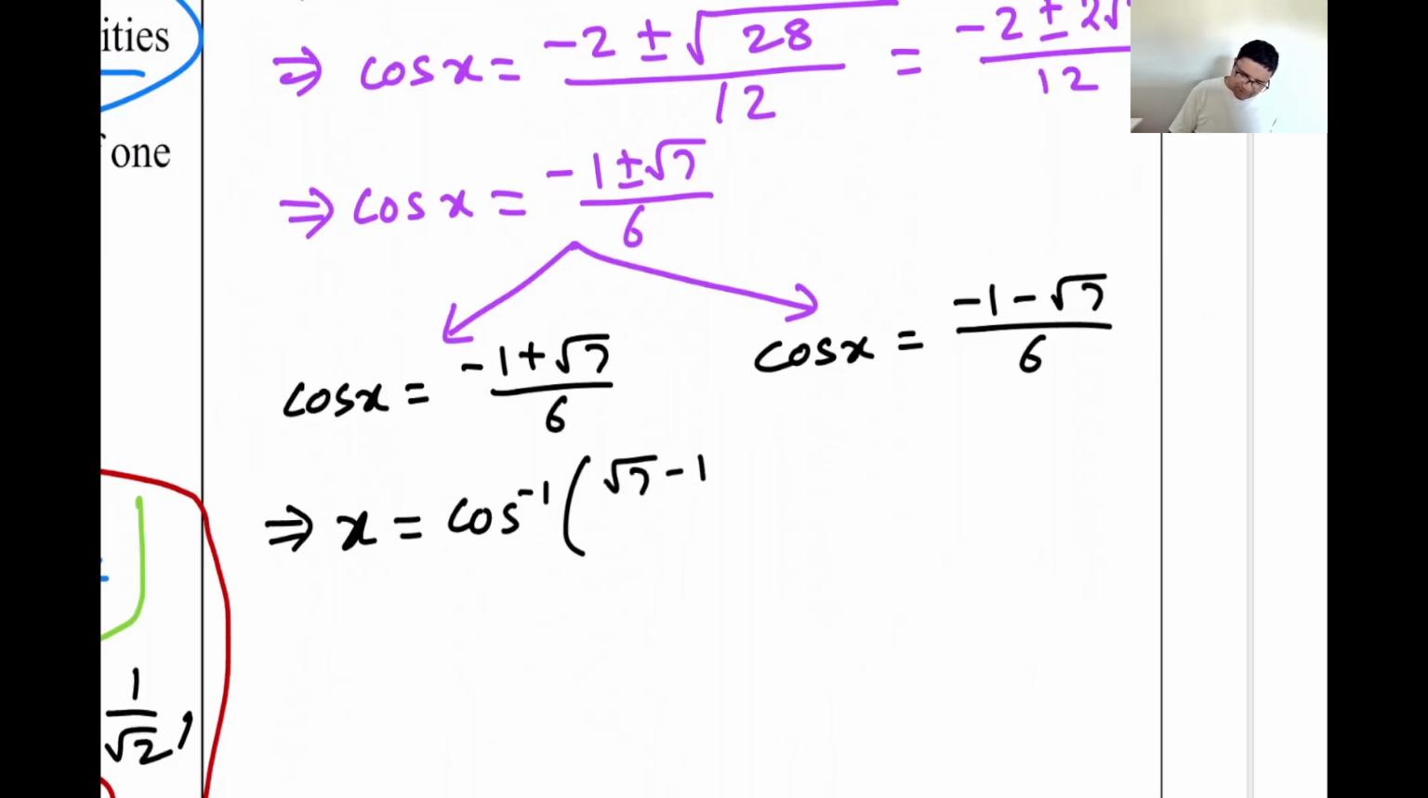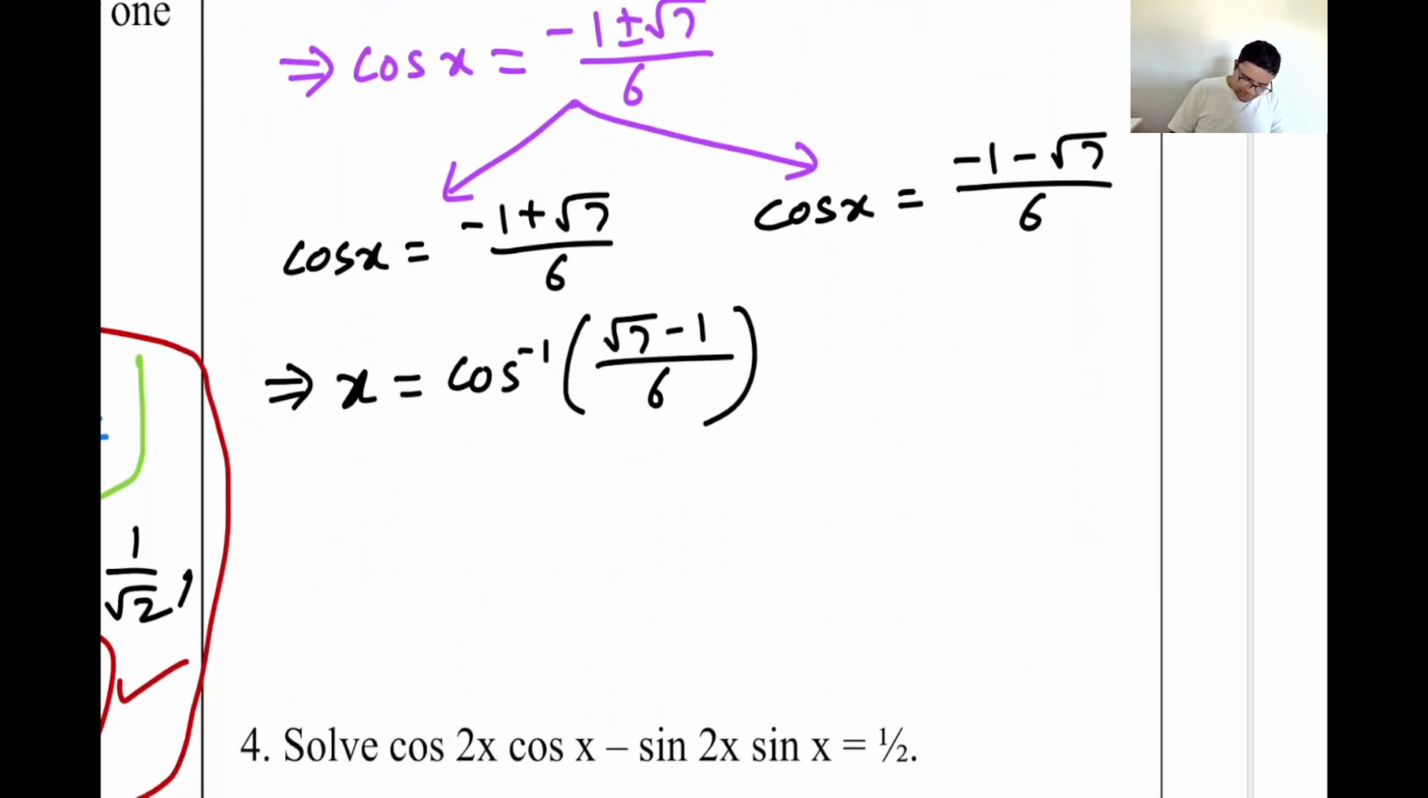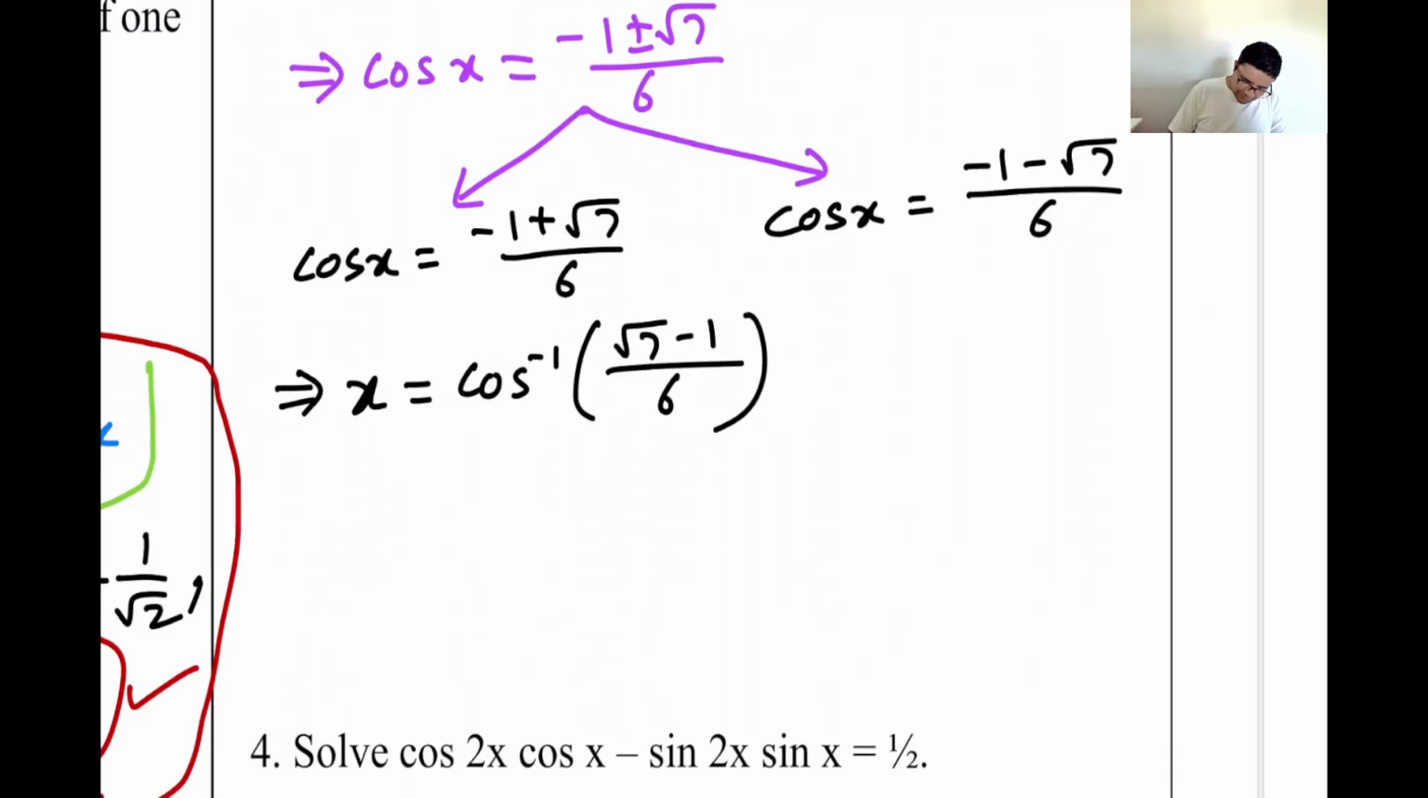I am writing root 7 minus 1, just changing that order, so that I can mentally see easily that this will be a positive value. Under root 7 minus 1 over 6 is positive, right? Call it theta in quadrant 1. Because that number is positive, cos inverse will be some angle in the first quadrant.